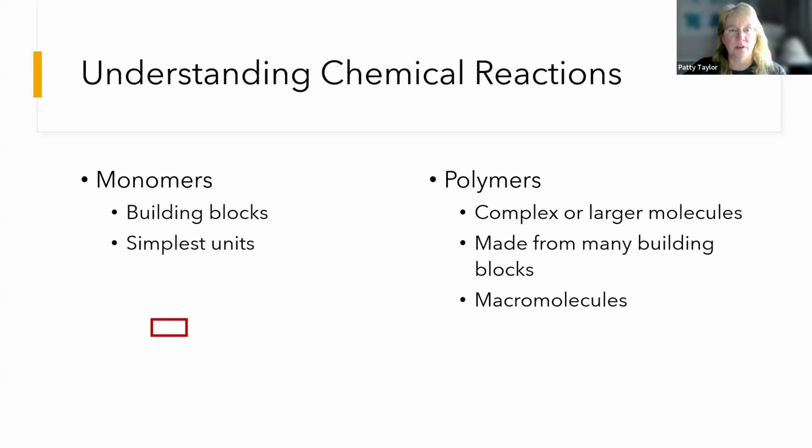Just like if you're going to build a house from bricks, a single brick is your monomer. You may say, hey, I need 500 bricks to build this structure, 2,000 bricks to build this structure. Once you start putting them together, then you now have a polymer. They are bound together through the structure that you're building.